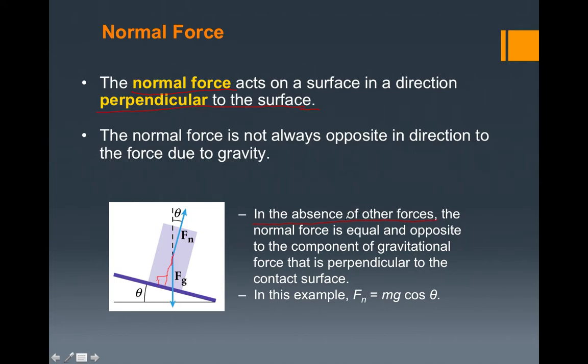But in the absence of other forces, so if we're not pushing or pulling or changing the force on this box, your normal force is equal and opposite to the component of your gravitational force that's perpendicular to the surface. For example, this force down here, if we would change and make this here, your normal force is going to be equal to mass times the cosine of theta times gravity. So mg cosine theta is going to get you your component of gravity that is equal to your normal force. Opposite direction, but equal in magnitude.